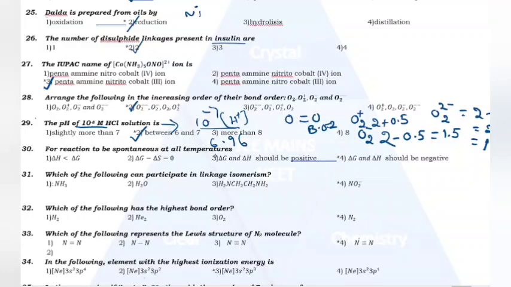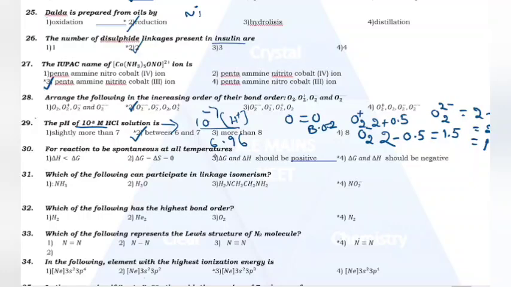Which of the following can participate in linkage isomerism? In order to participate in linkage isomerism, the ligand must be an ambidentate ligand, where more than one atom must be present in the ligand as donor atoms. So if we consider NO2 minus, it also has oxygen, ONO minus, where it can donate. So this type of ambidentate ligand can exhibit linkage isomerism. Hence the fourth one is the correct one.